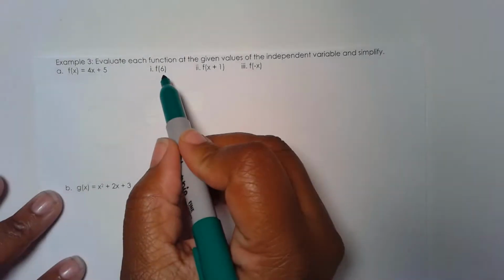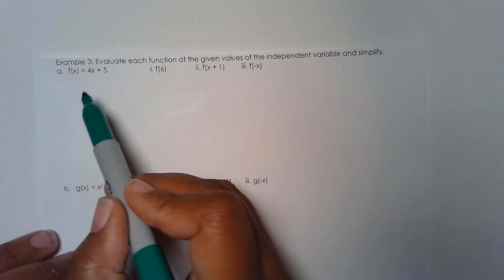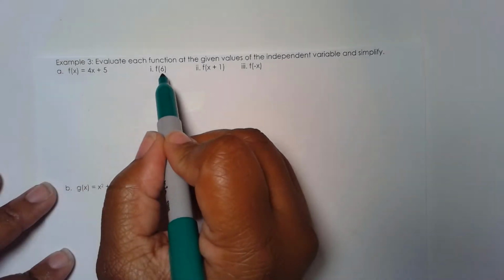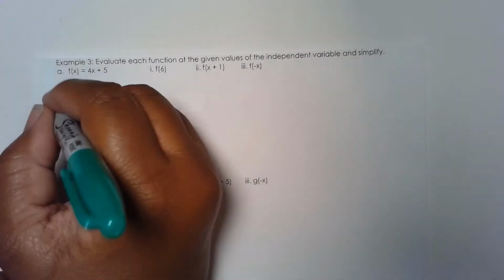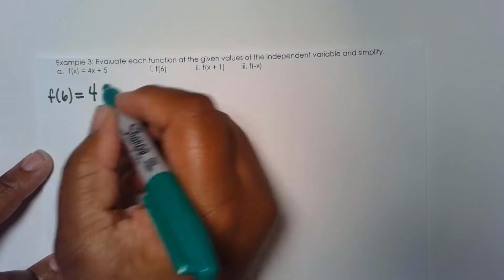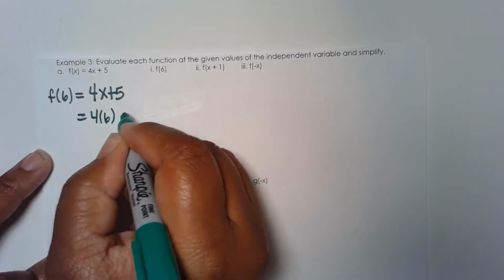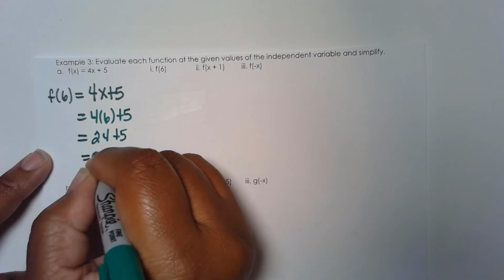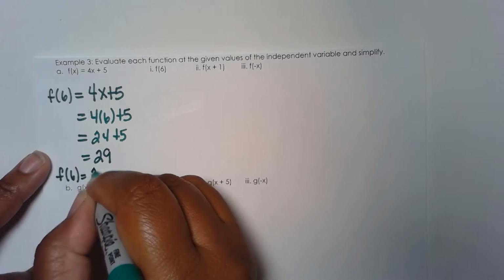What this means, we're going to substitute. The 6 is our independent variable. We want to find the dependent. So that means we're going to substitute or replace this x with 6. So to find f of 6, go to our original function, 4x plus 5. Where we see x, we're going to plug in 6. And we have 24 plus 5, which gives us 29. F of 6 equals 29.